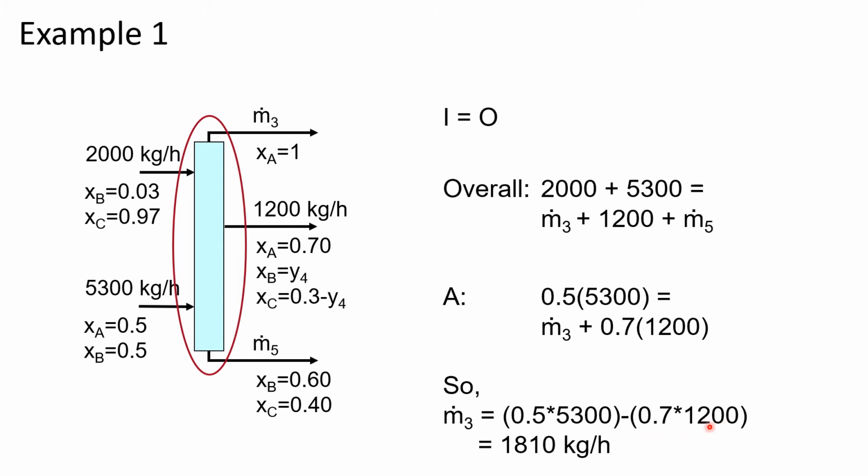Now that we have m dot 3, let's go back and look at our overall balance. If we know m dot 3, then it looks like we could probably solve for m dot 5, and we're going to do that next.